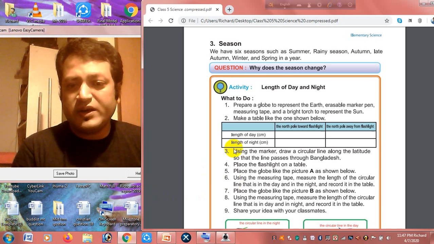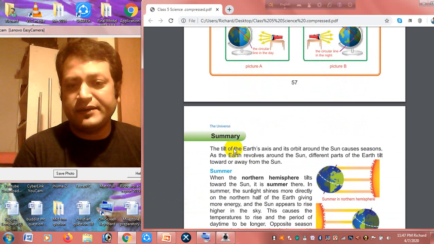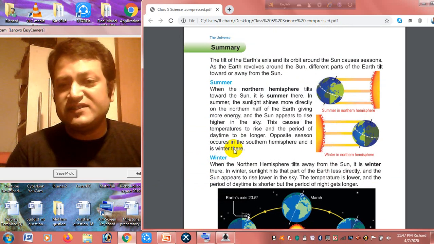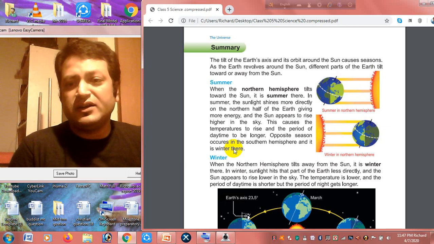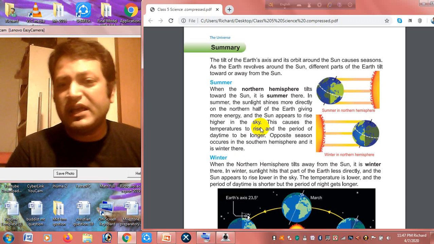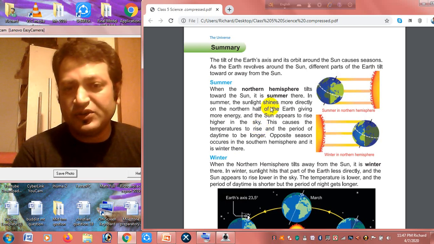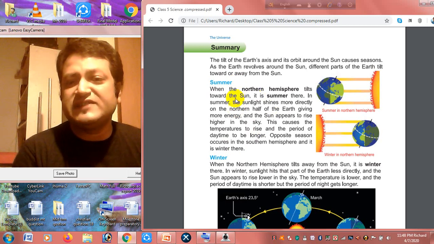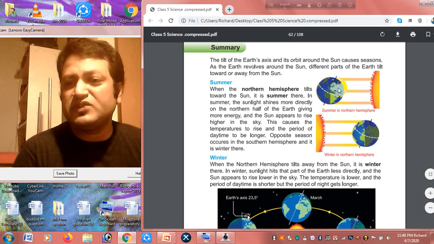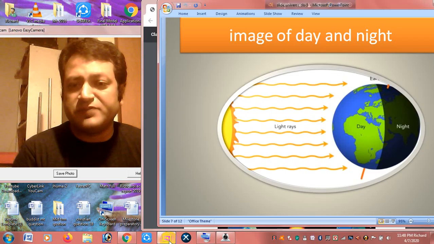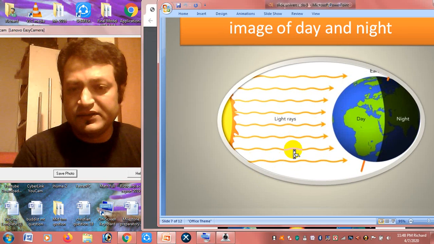So let's see what actually season change is and how it happens. Before that, you have to know the two portions of the earth. One portion is the northern hemisphere, and the other portion is the southern hemisphere. If you want to see summer, here it is written that the northern hemisphere tilts toward the sun. So this portion is called the northern hemisphere. When it tilts toward the sun, that means it goes close to the sun.